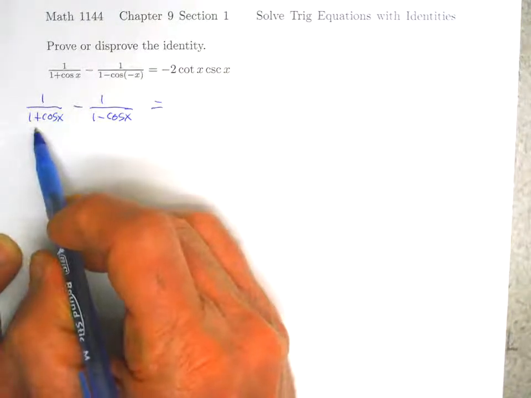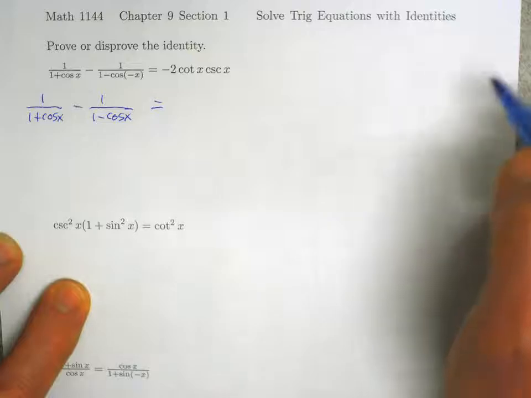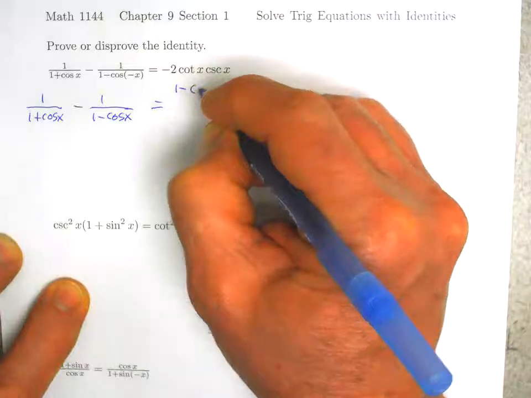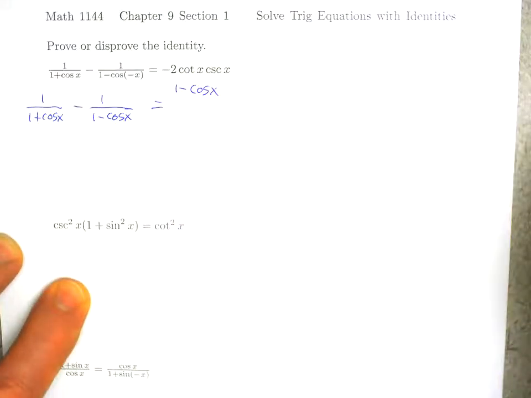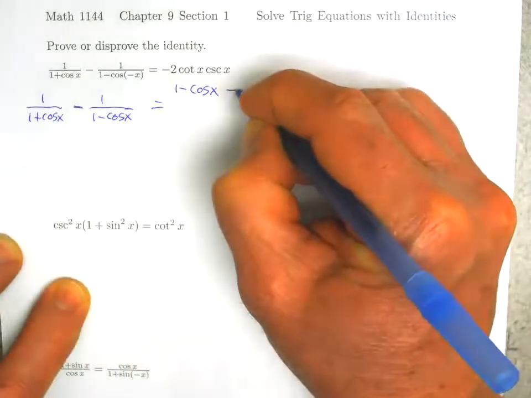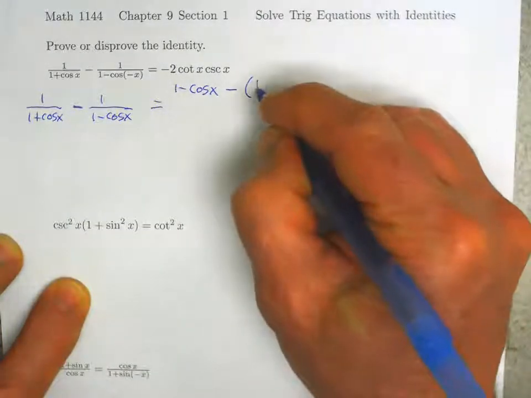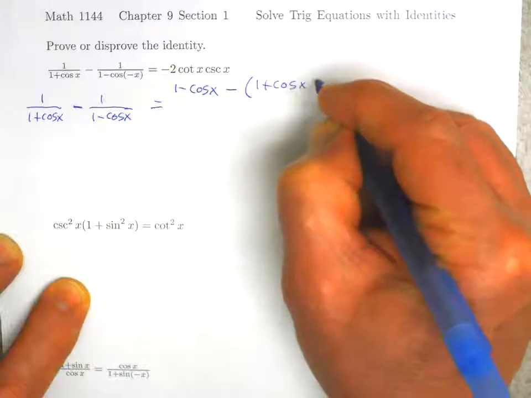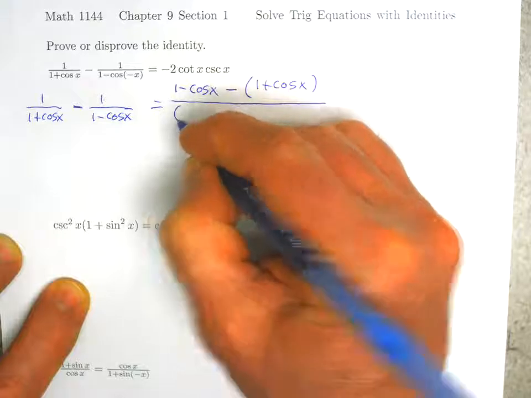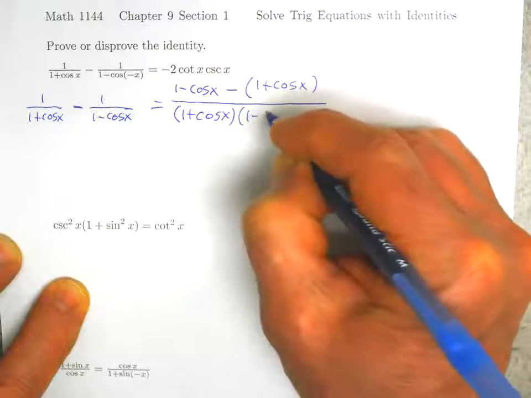The least common denominator is 1 plus cosine of x times 1 minus cosine of x. So if we multiply this numerator by 1 minus cosine of x, and then you always have to be careful with subtraction, we're going to subtract this numerator when we multiply it by 1 plus cosine of x. And then the common denominator is 1 plus cosine of x times 1 minus cosine of x.